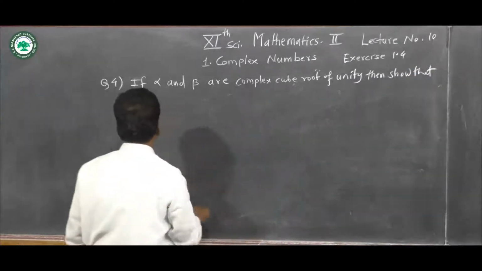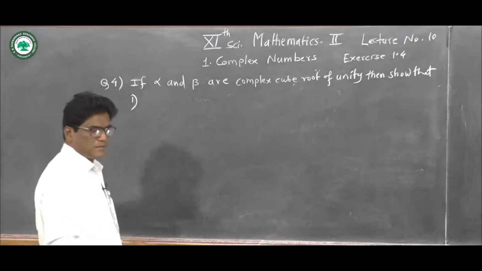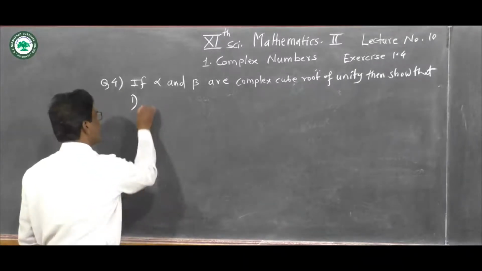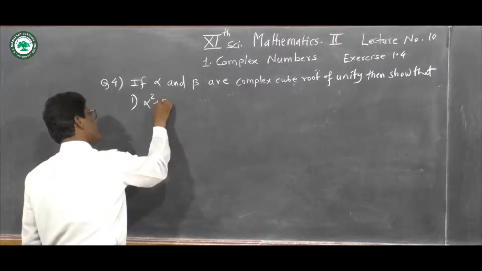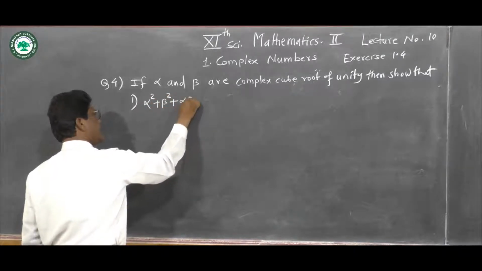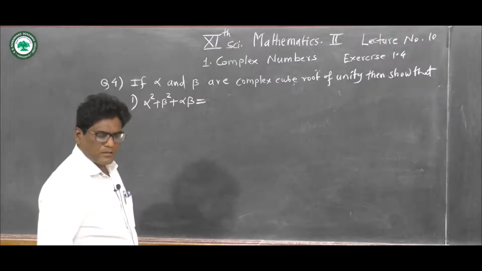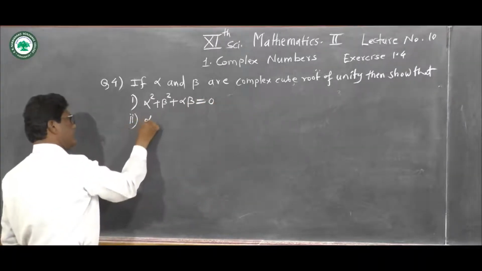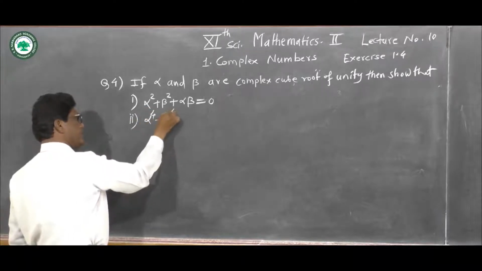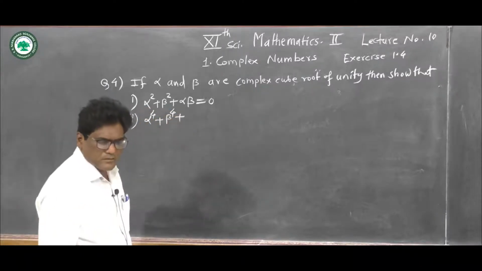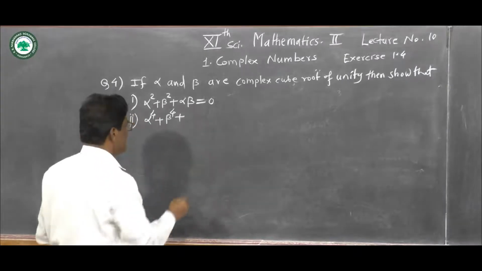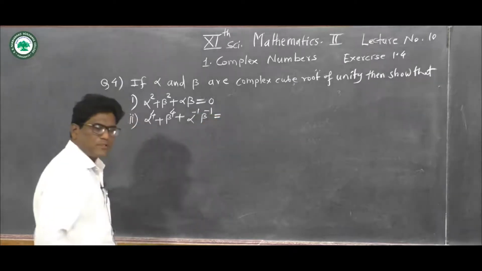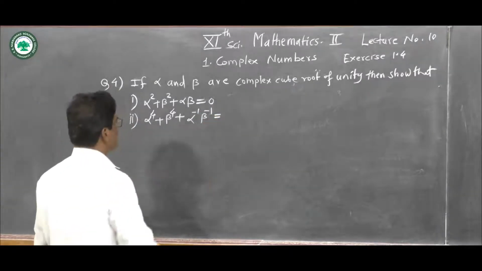first problem here, alpha square plus beta square plus alpha beta is equal to 0. And second problem here, alpha to the power 4 plus beta to the power 4 plus alpha to the power minus 1 beta to the power minus 1 is equal to 0. We have to show this.